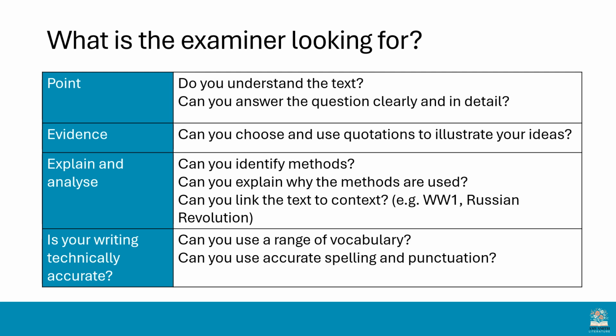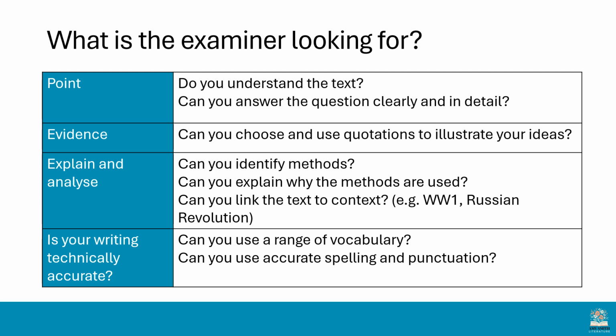So your point sentence covers, do you understand the text? Can you answer the question clearly? As in your point sentence, you're saying, yes, Mr. Birling is this because. So you're giving that direct answer to the question. Then you have your evidence, which says, can you choose and use quotations? Well, that's your evidence, isn't it?